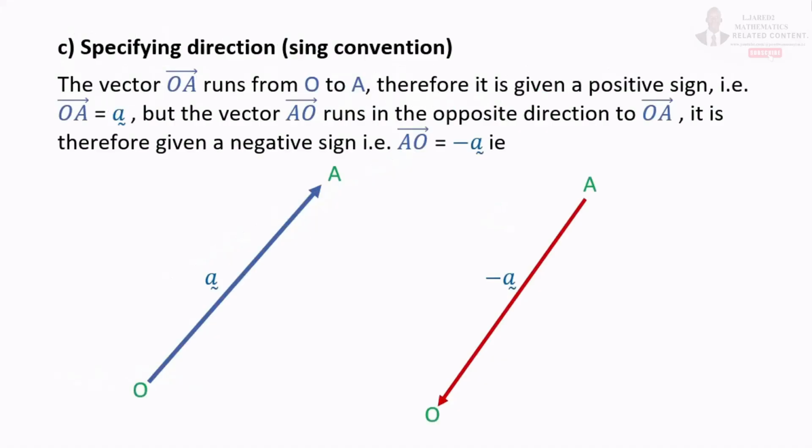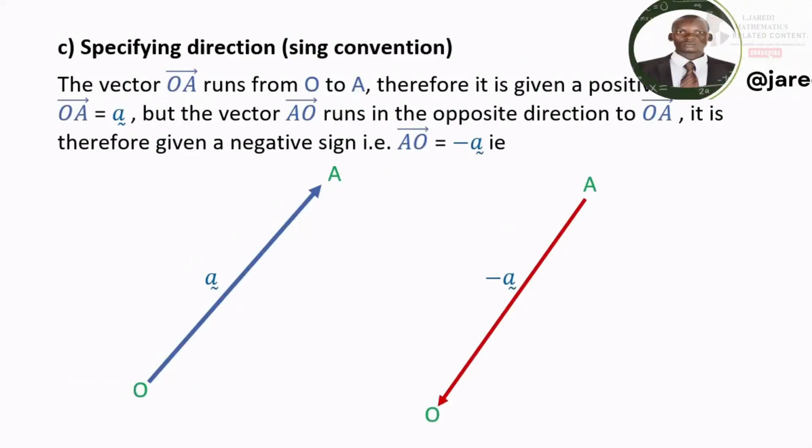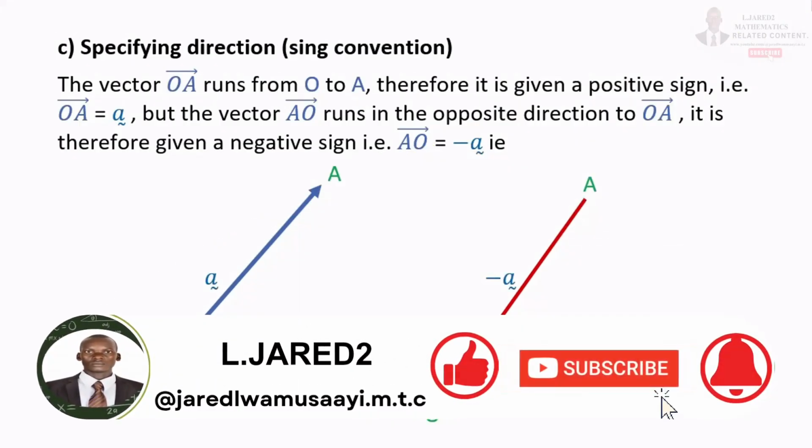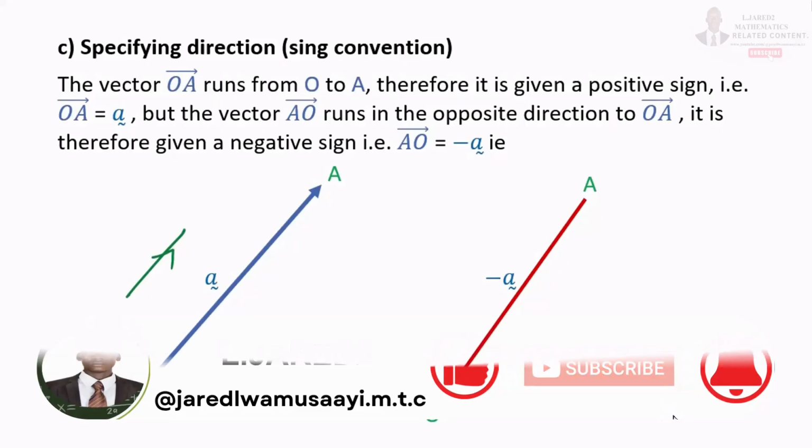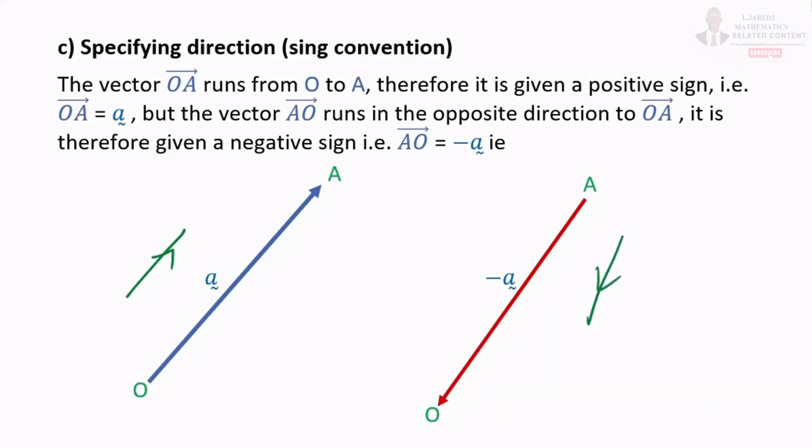Then part C, specifying direction, which we are calling sign convention. We can see that the vector OA in this case is running from this side to this. Then the other one is running from A to O. So we have Roman number 1 here, and this is Roman number 2. For Roman number 1, the vector OA runs from O to A. Therefore, it is given a positive sign. But the vector AO, which runs in the opposite direction, that is for Roman number 2, is given a negative sign, as we can see here.